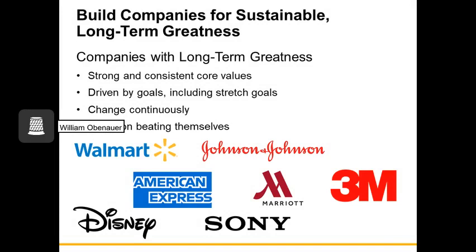Researchers have studied world class organizations and tried to figure out what makes them so successful. Below, you see some examples of the types of companies that have been studied. Some of the commonalities amongst these organizations are that they have strong and consistent core values. They're driven by goals, including stretch goals. They embrace continuous change, and they consistently focus on beating themselves. When they focus on beating themselves, they're not just focused on improving their numbers year over year, but they also look to identify missed opportunities and come up with ways to avoid missing such opportunities in the future.